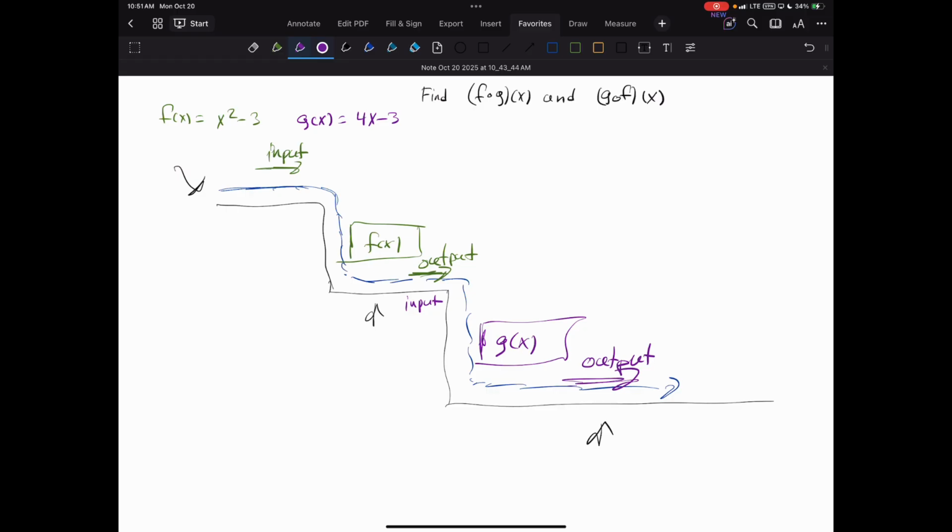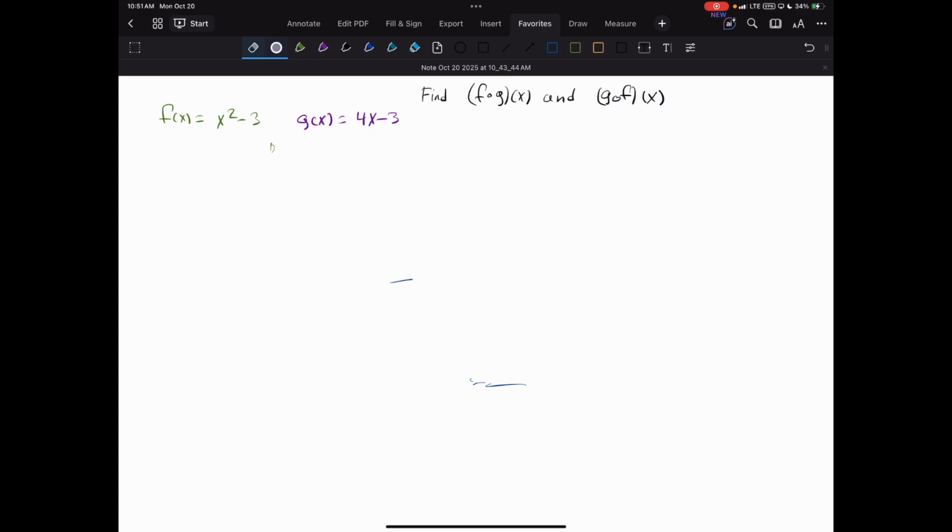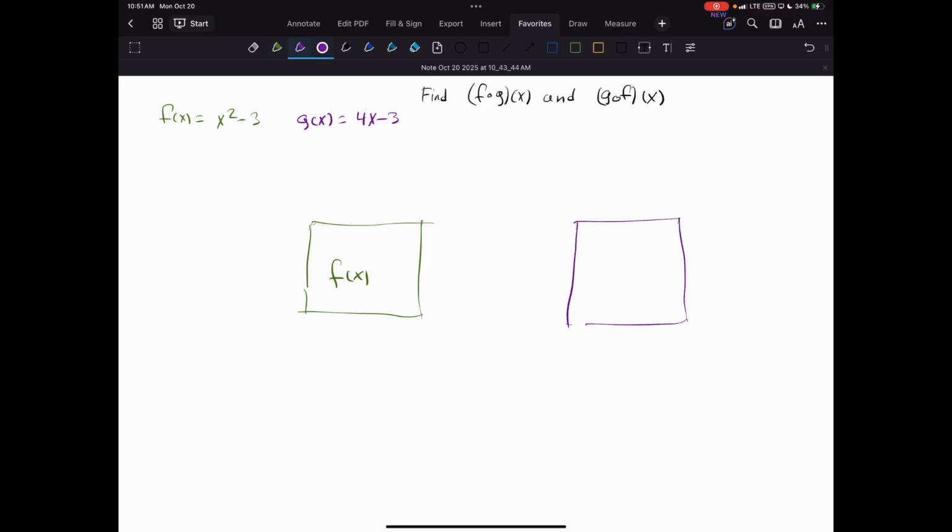So instead of this waterfall drawing, let's draw this more like a flow chart, because that's a little bit more official. If I draw this like a flow chart, I'm going to have a box for my f of x function and a box for my g of x function. And then I'm going to have input values, and those are my x values.